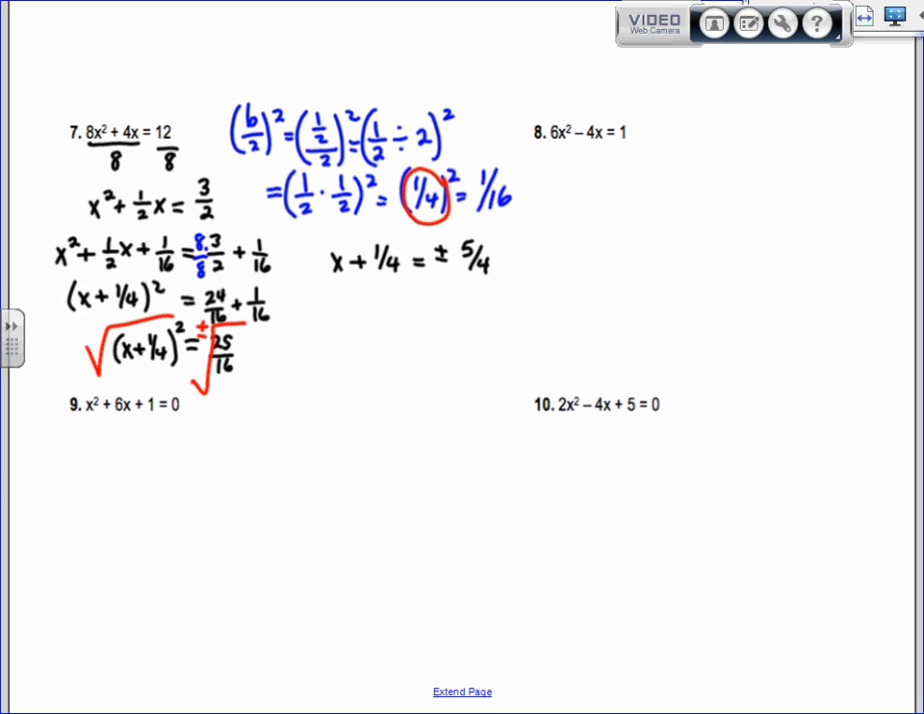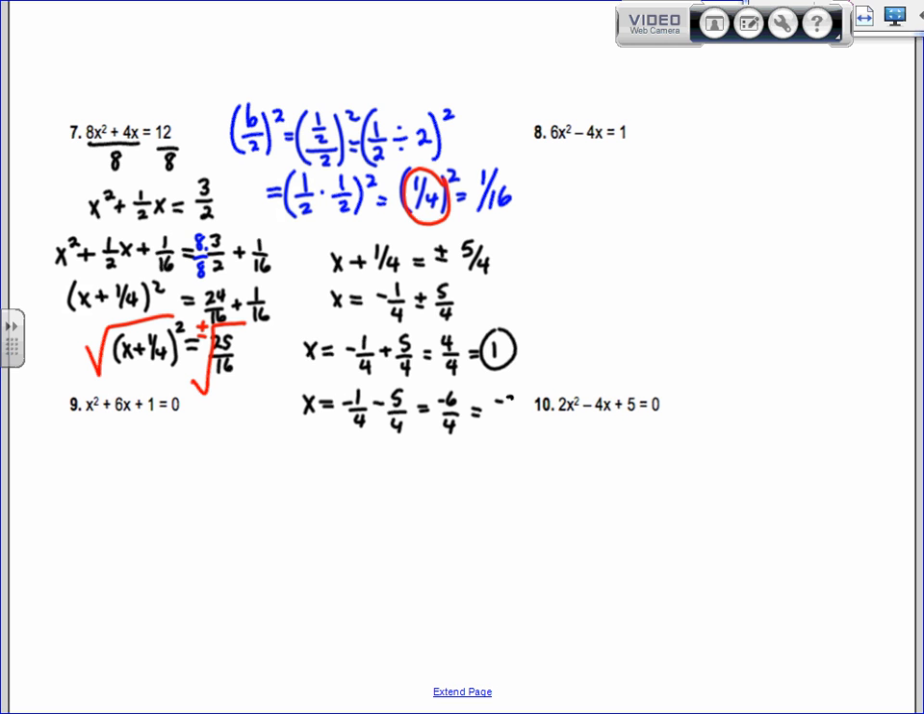5 over 4. Take the square root of both, right? And then subtract your 1/4 over. So it's negative 1/4 plus or minus 5/4, which is 2 answers. If I do the negative 1/4 plus 5/4, you get 4 over 4, which is 1. And if you do the negative 1/4 minus 5/4, you get negative 6 over 4, which is negative 3 over 2. So those should be your answers. Did anybody get it all the way? Yes, this one is one that factors.